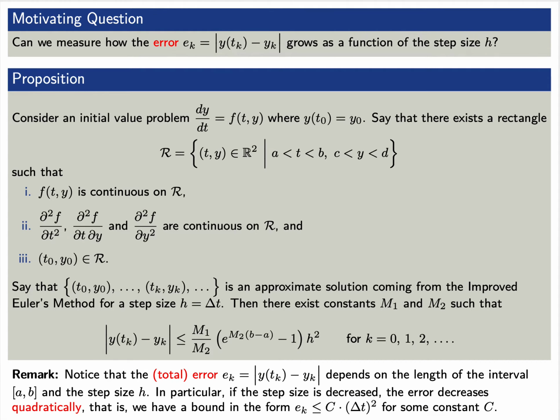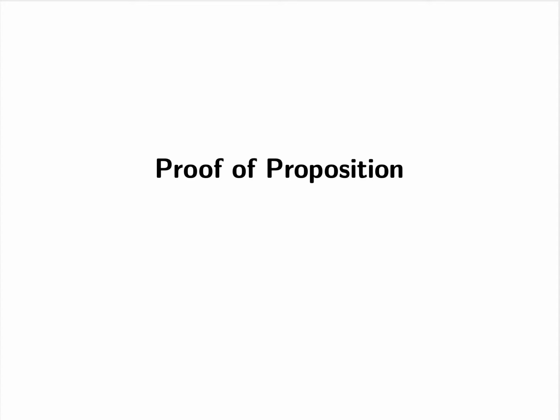Notice that the total error, just like before with Euler's method, depends upon the length of the interval and the step size h. However, in this case, something crucially different is true. If the step size is decreased, then the error decreases quadratically. That is, we have a bound in the form e sub k is less than or equal to c times delta t squared for some constant c.